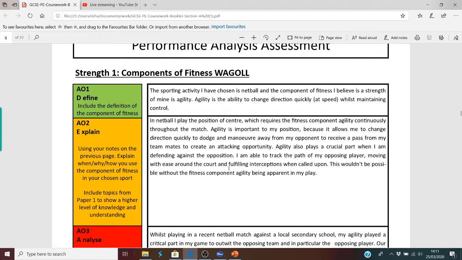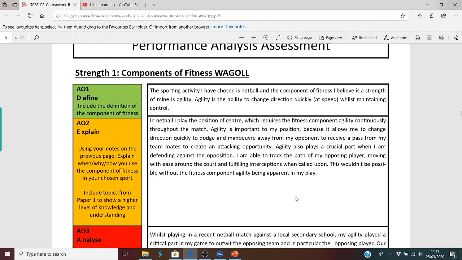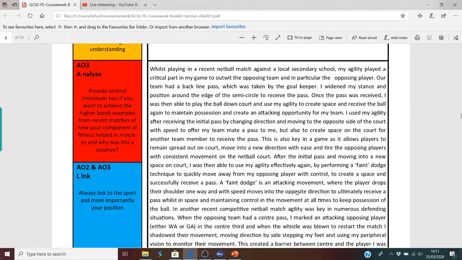So what this example shows us is that we're talking about changing direction quickly. We're saying it's crucial when we defend, and it helps us to track the path of an opposing player with ease around the court. So what we've then got to go for next is the examples. You guys need to then think about how in a recent game you've actually gone and done it.